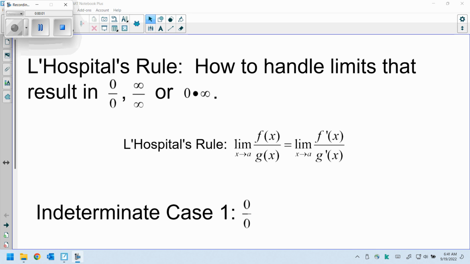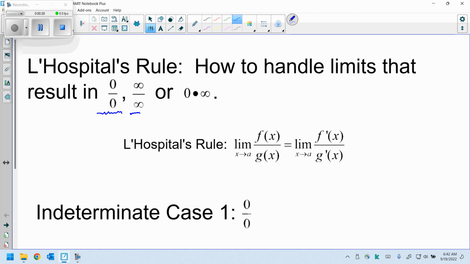Chapter 6 section is called L'Hospital's Rule. And L'Hospital's Rule is used to find limits that we otherwise would not be able to find. I guess we talked about how to handle limits that are 0 over 0 back in Chapter 1. But L'Hopital is going to streamline that process.